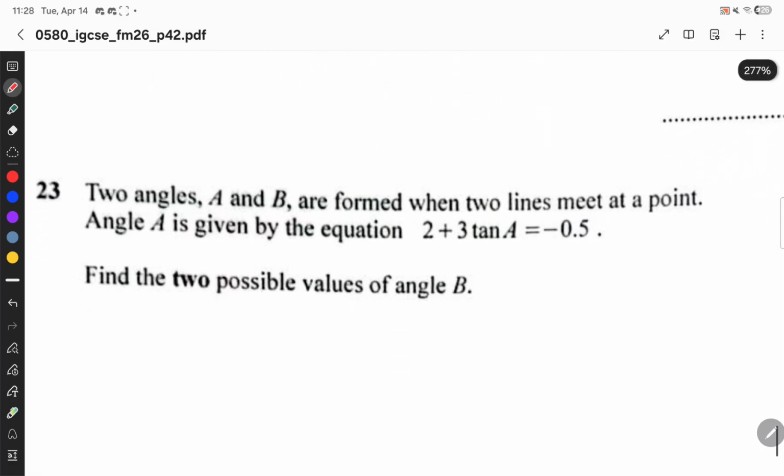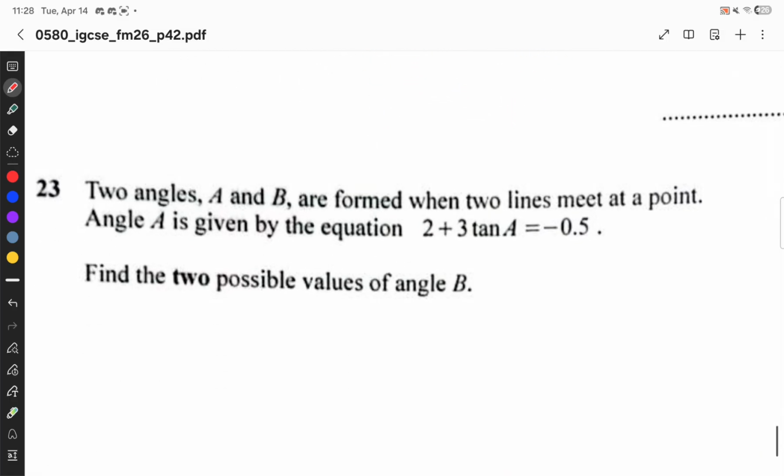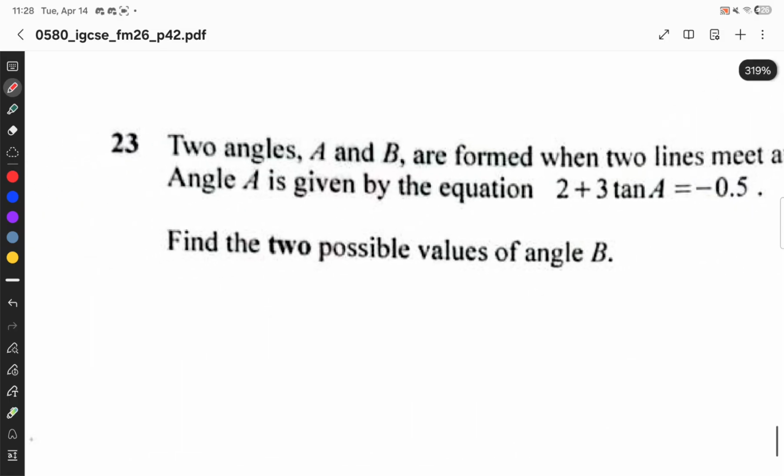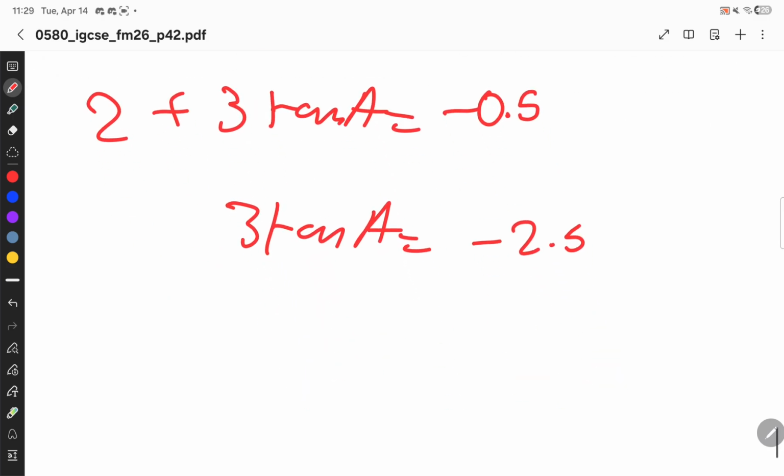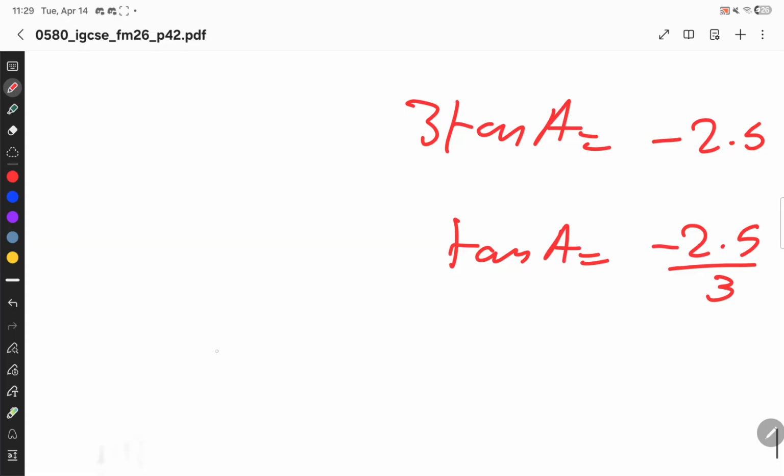Two angles A and B are formed when two lines meet at a point. Angle A is given by this equation. To find two possible values of angle B, now we need to solve this. This is a trick question. This is 3 tan of A is equal to negative 2.5, so tan of A is equal to negative 2.5 over 3. Now let's draw this. This is negative 2.5 and this is 3.